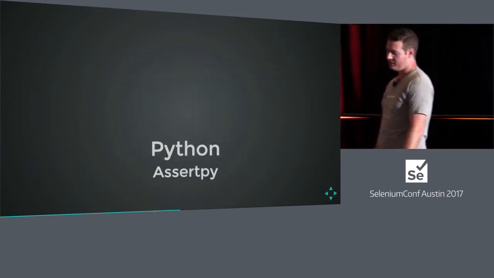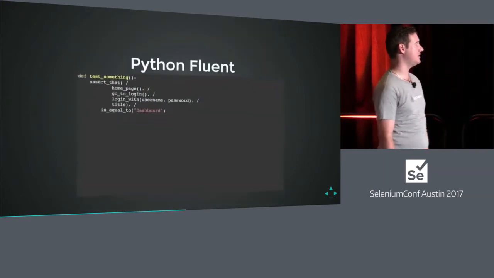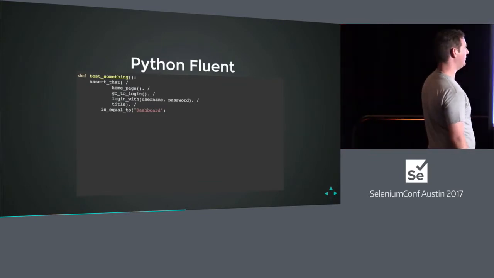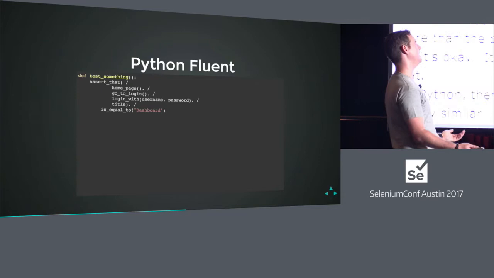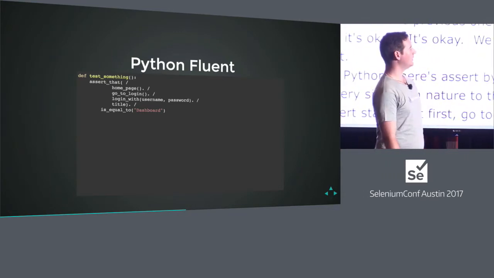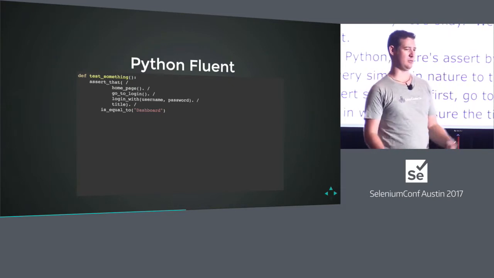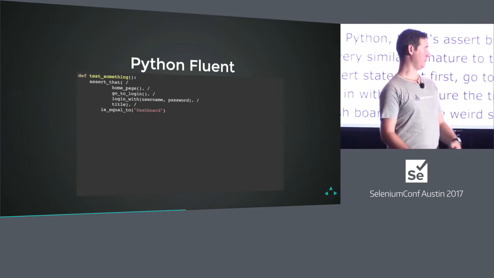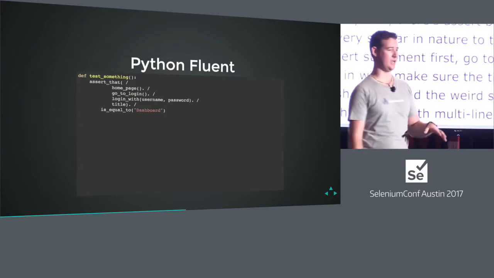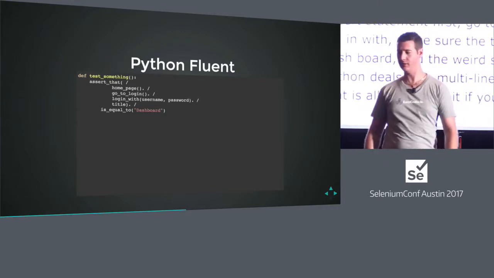For Python, there is assert.py. And I like it because it's very similar in nature to that. We have that assert statement first, home page, go to login with, and get the title and make sure it's equal to dashboard. Those weird slashes are how Python deals with multi-line statements. That's all it is to it. If you're using an IDE, you just go to that dot and you hit enter, and it's going to put that dash in for you.